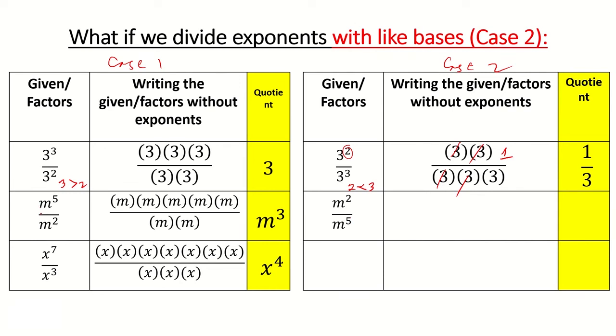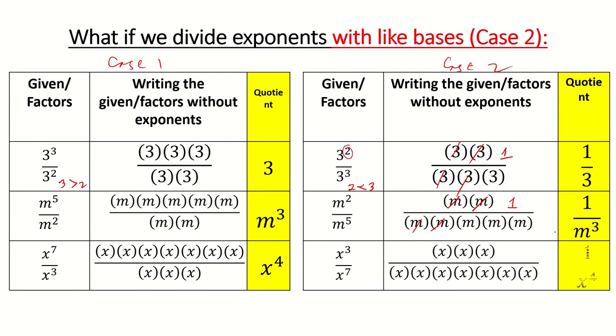But what if we interchange them? So what happens to the quotient this time? So that's m times m for m squared. Then m to the power of 5 is m times m times m times m times m. We cancel out two sets of m. And everything in the numerator is cancelled out. So we put a 1. And then we have 3 m's in the denominator. So 1 over m cubed.